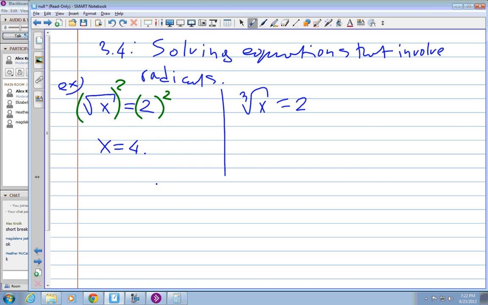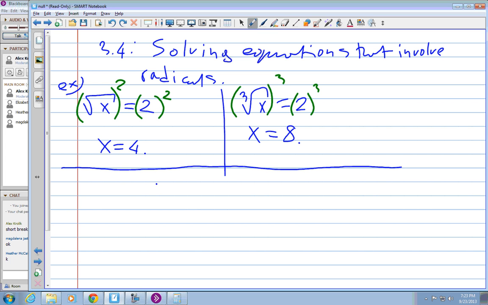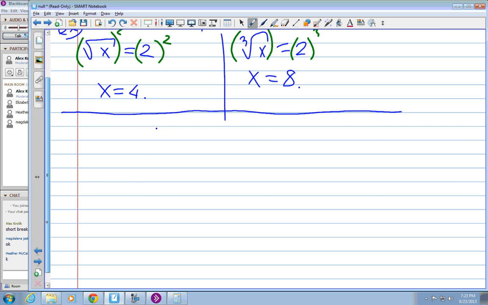Yeah, cube both sides. Feels like we should get rid of that cube root. So if I cube both sides, we should be good. So x equals 8. Is that okay? So that's really going to be the message when solving equations that involve radicals. It's just going to be about getting rid of those radicals.